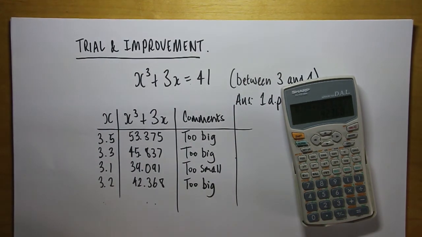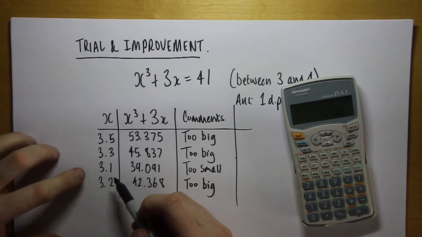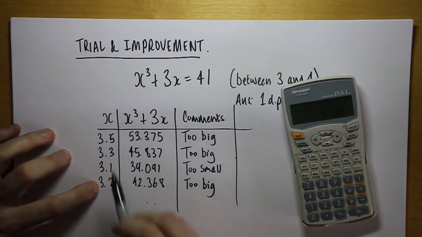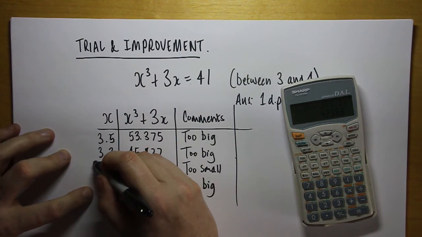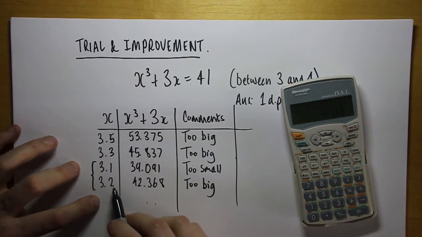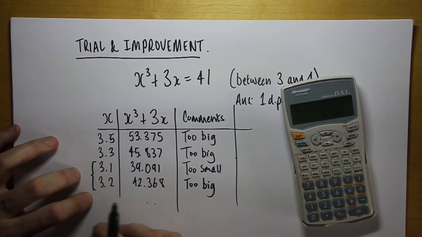Now, if 3.1 is too small and 3.2 is too big, then it's somewhere between there. So of these values on the left, we're looking for 2 consecutive values. We want 2 values that are next to each other, and we're going to use them in the next step, the final step.